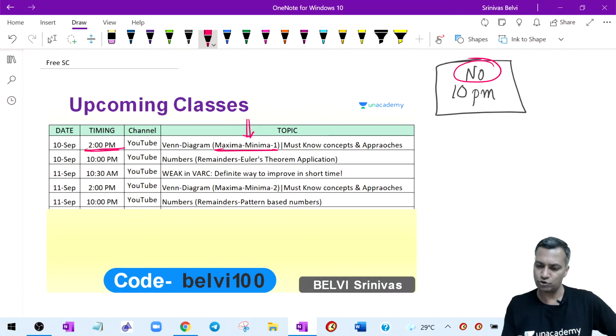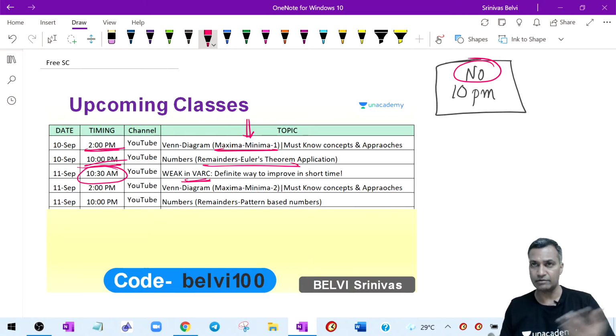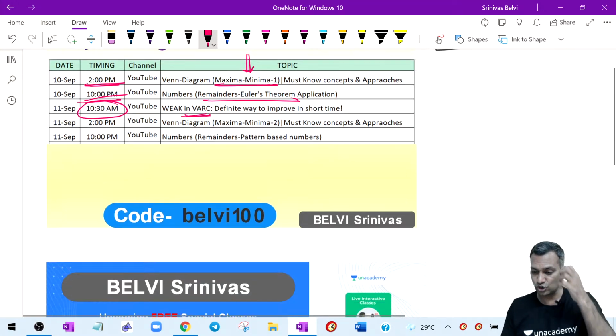That's what we'll do. And tomorrow night we'll meet at 10 p.m. and continue with our remainder study from numbers. And day after tomorrow, at 10:30, I will be speaking a little bit about RC, especially if you are struggling with comprehension, how you can improve your accuracy. I will share some of the things that I have learned in the past and have tested and tried with a lot of other students who struggled in RC. VI may not be covered, but I will talk about that also. Let's see how much time is available. And this is the schedule for the next 2 days.